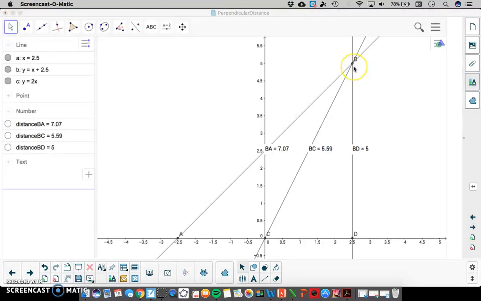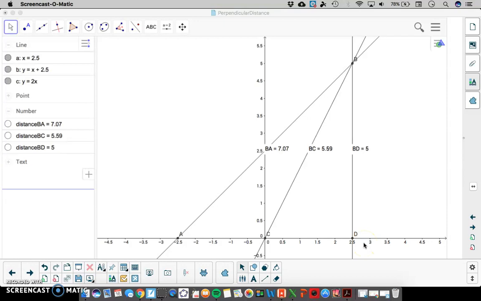In this picture, we're going to analyze the distances between each of the points down here and point B. We can see the length of AB is a little over 7 units. The length from C to B is 5.5 units. And the length from B to D is exactly 5 units. All of these represent a distance to point B.